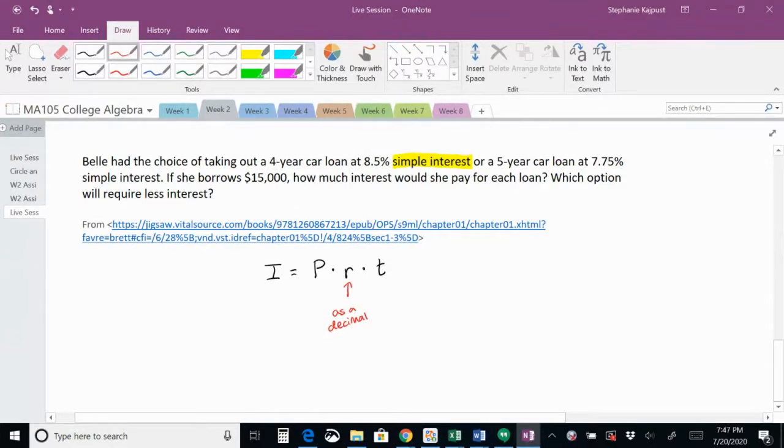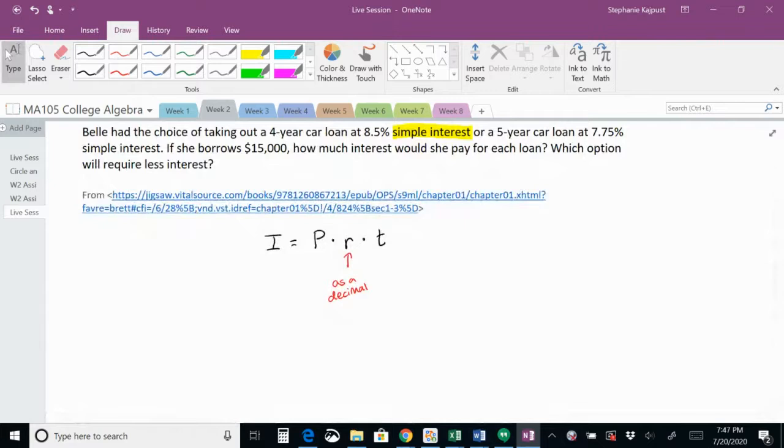So this question is asking how much interest you would pay. So this is the formula you want to use, because this formula will give you interest. So we're going to calculate this for both loans, the 4-year and the 5-year, to see which is the better deal. So we've got the 4-year and then the 5-year.